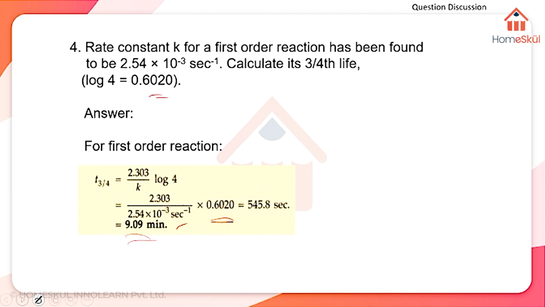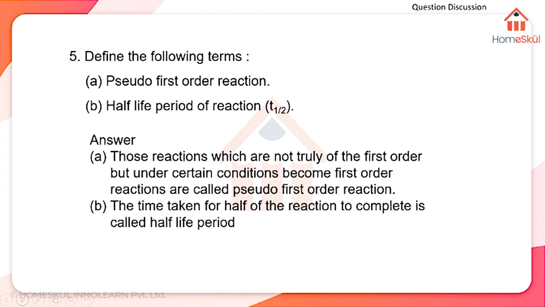Now, next question. Define the following terms. First one, pseudo first order reaction. Second one, half-life period of a reaction, that is T half. Pseudo first order reaction, a direct question. Those reactions which are not truly of the first order, but under certain conditions become first order reactions, are called pseudo first order reactions. Simple. Next, half-life period of a reaction: the time taken for half of the reaction to complete.